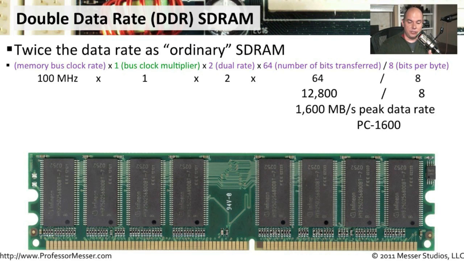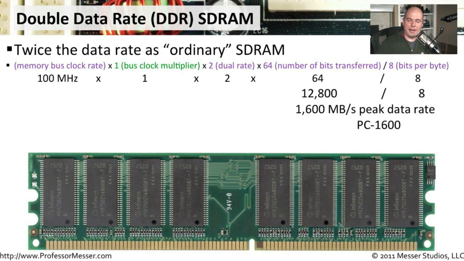You multiply it by 2 for dual rate. This is dual rate SDRAM. The number of bits that we transfer in a single cycle is 64 bits. There's the 64. And you divide all that by 8 because you want to figure out bytes, and that's the bits per byte, your 8. And then we start looking at exactly what's here. So we do the calculations and we get finally a peak data rate of 1,600 megabytes per second. And if we look at the memory module specifications, we call these memory modules PC 1600.